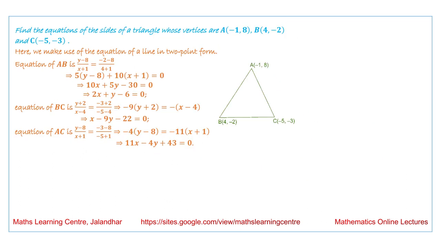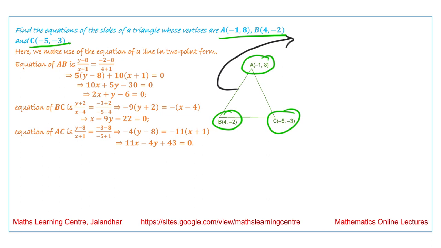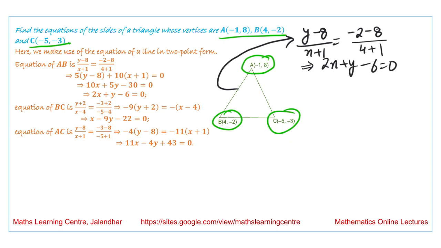Next is, find the equations of the sides of a triangle whose vertices are these 3 vertices, shown over here. This is the vertex A, B, C. So the equation of this side AB is y minus 8 over x plus 1 is equal to minus 2 minus 8 divided by 4 plus 1. And on solving this, we obtain that the equation of this line is 2x plus y minus 6 is equal to 0.